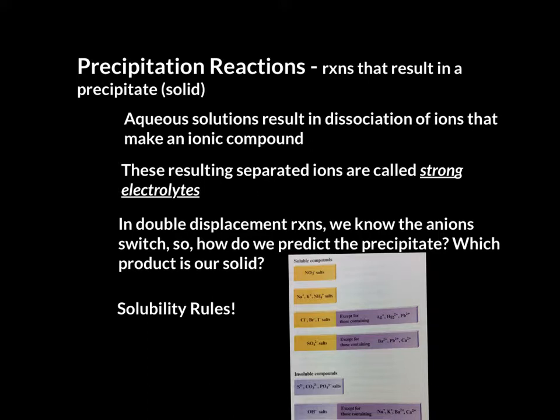Precipitation reactions are a special form of double displacement or double replacement reactions. When we learned about double displacement reactions, we learned that the anions switch. So how do we predict which product is going to be the precipitate? How do we know? We know because scientists have created a list of solubility rules.